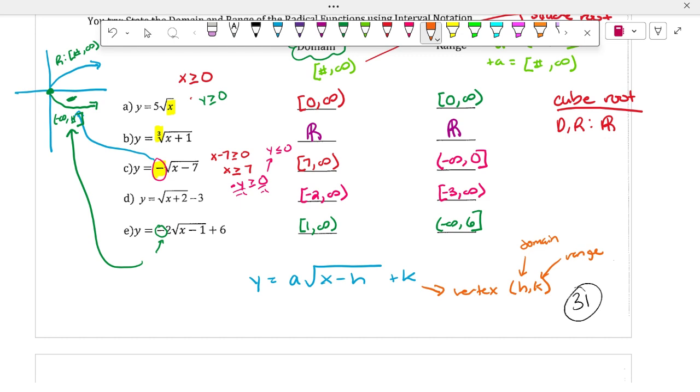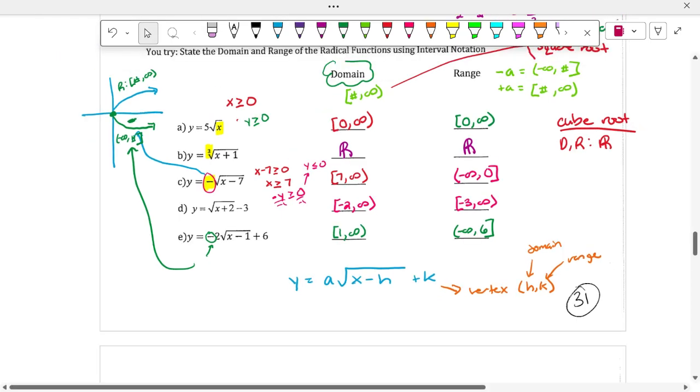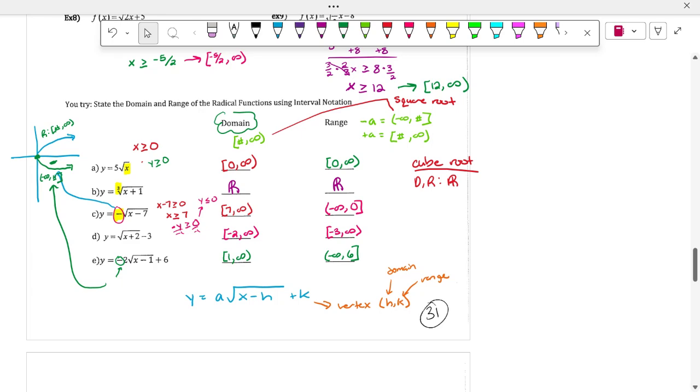Same thing is true for a cube root. HK can give you your vertex, but it's not used for domain or range. It's just that kind of middle point when it does that little squiggle and keeps going. All right, so that's it for radical graphing. Any questions on that?